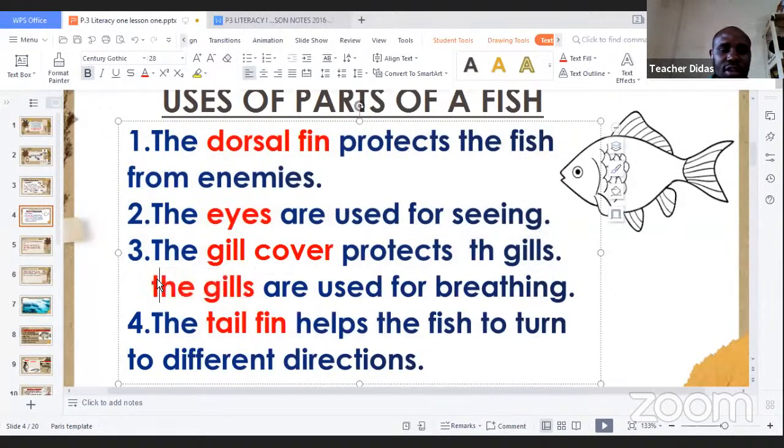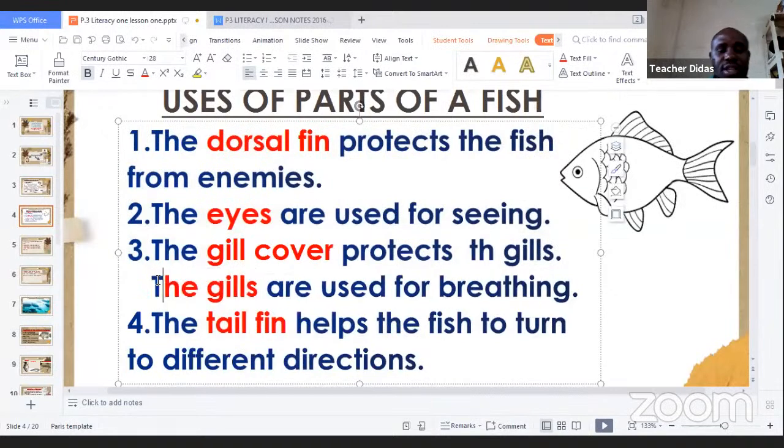Which part protects the gills? Then all of us, we shall say the gill cover. The tail fin turns the fish in different directions. I've talked about that. I will not talk about it once again.